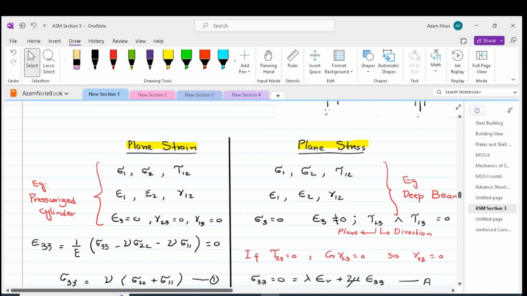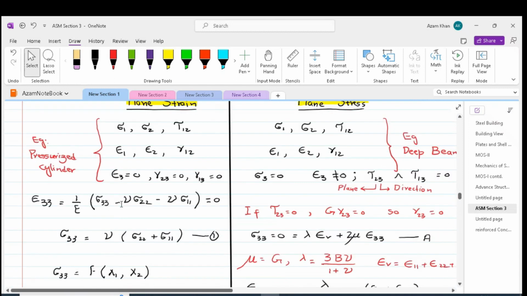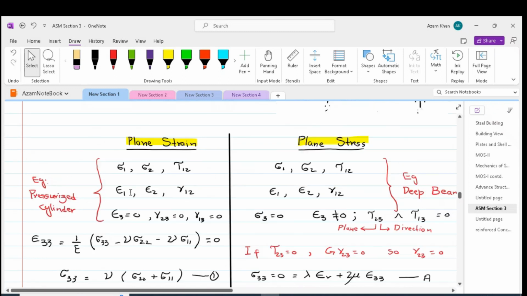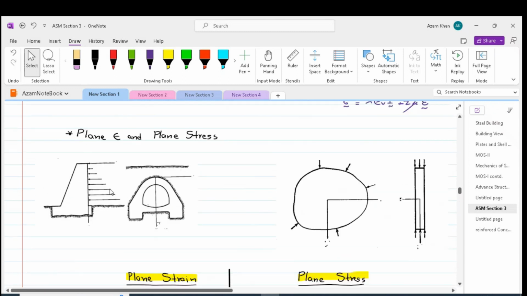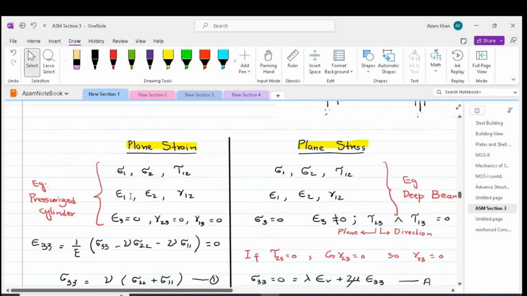In the case of plane strain problem, we consider all the stress components and strain components non-zero except the strain in the third direction, which is the longitudinal direction, equal to 0. So epsilon 3 is equal to 0, gamma 2 3 is equal to 0, and gamma 1 3 is equal to 0. So all the strain components in the longitudinal direction are considered 0, and the other strains have finite values.